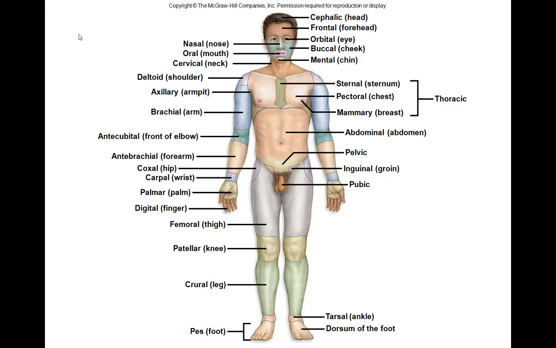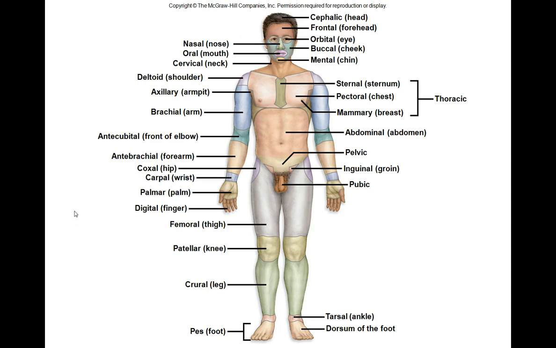Now, I mentioned previously that anatomical terminology is typically derived from ancient Greek or ancient Roman language. The reason that has been done is because those languages do not change over time, so they retain their meaning. So many of the terms that you see here are derived from these ancient languages, and they will not change over time.